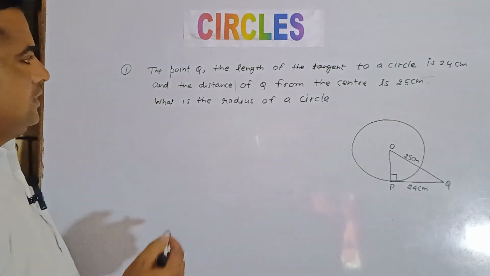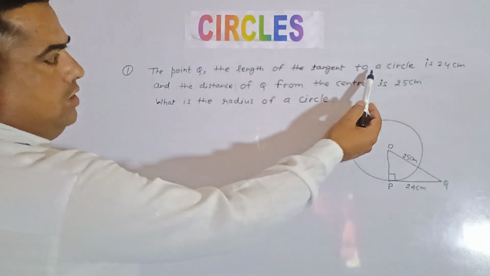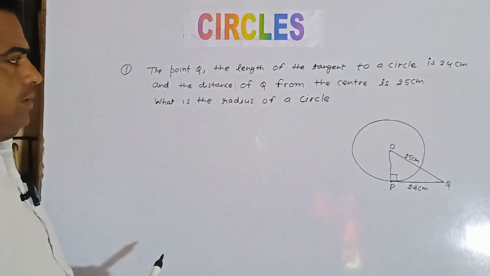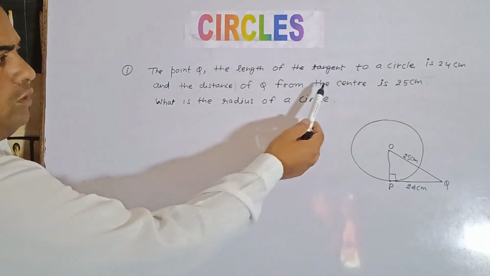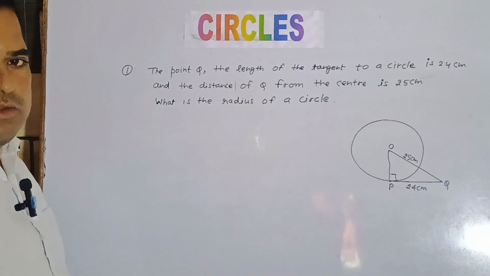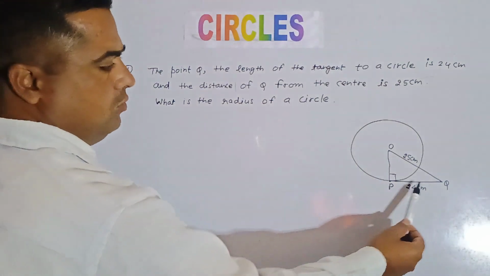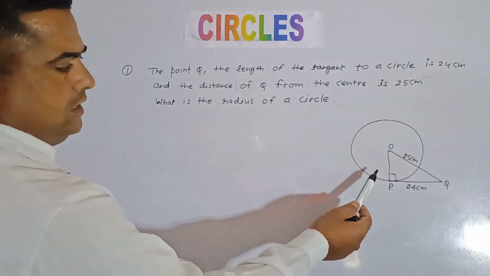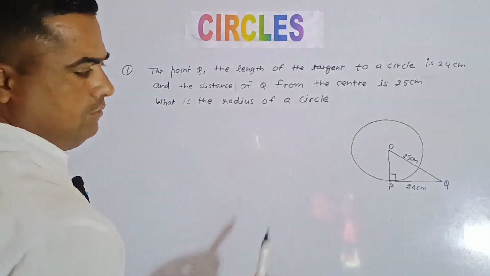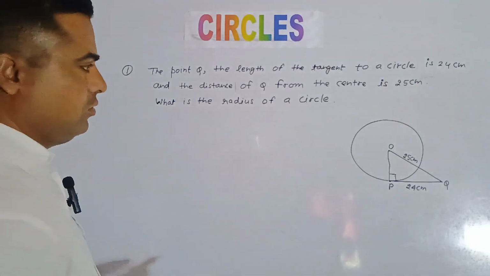Students, your first question: from the point Q, the length of the tangent to a circle is 24 centimeters and the distance of Q from the center is 25 centimeters. So what will be the radius of this circle? Students, we know very well the radius is always perpendicular to the tangent. This is the radius, this is the tangent, so this angle will be 90 degrees. If this angle is 90 degrees, we can use the Pythagoras theorem here.